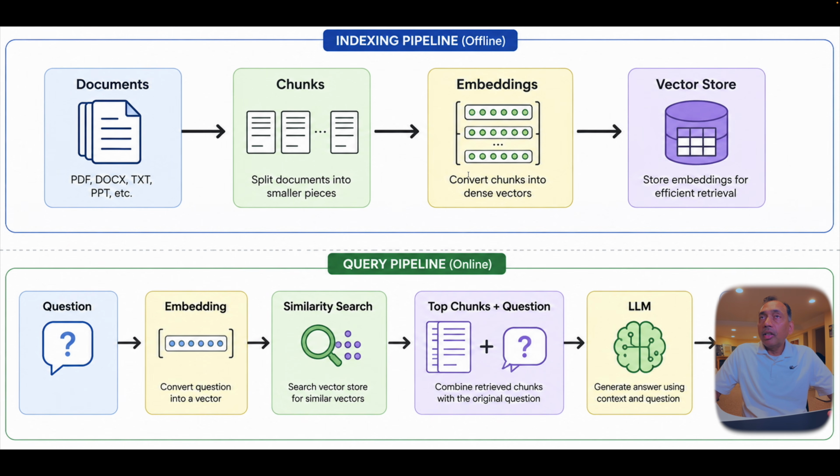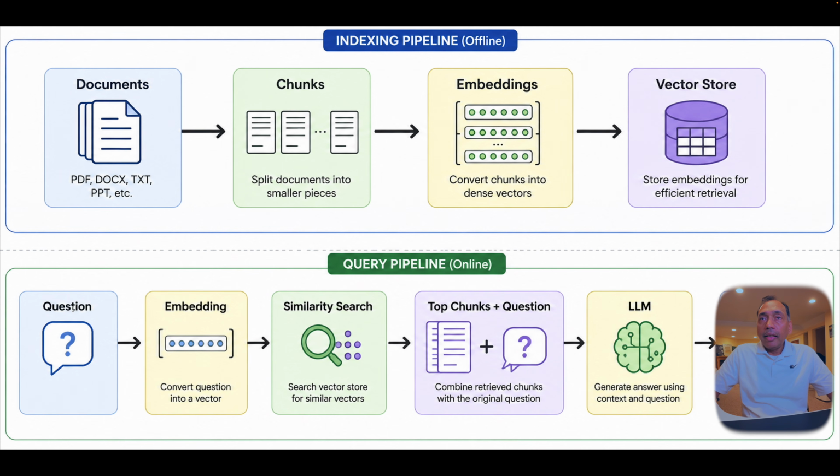How this system works is very simple. You may have some documents like PDFs on your computer, maybe in a folder. In the next step, it creates chunks. It splits documents into smaller pieces and then converts chunks into dense vectors of numbers. And that's what is stored, so it stores embeddings for efficient retrieval. That is done offline.